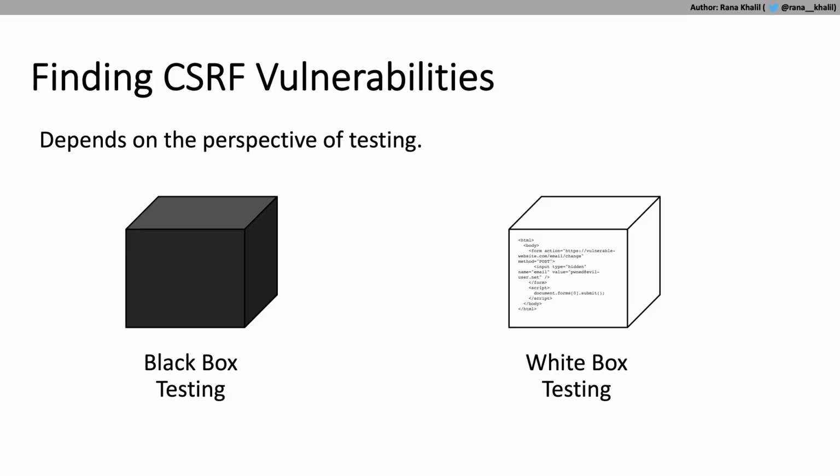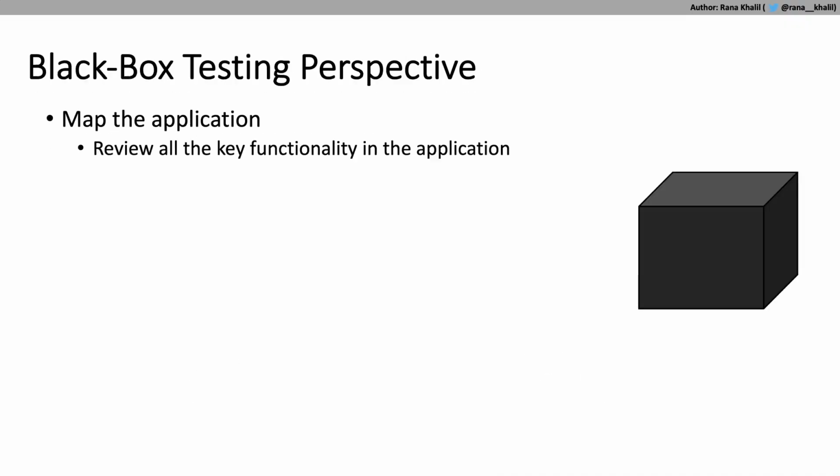White box testing is where you're not only given the application, but you're also given access to the source code of the application, so you have more visibility into its inner workings. Now, for black box testing, when I'm looking for any vulnerabilities, not just CSRF, my number one recommendation is to map the application.